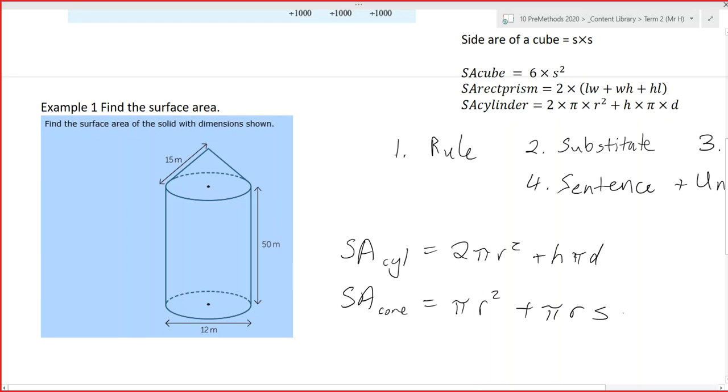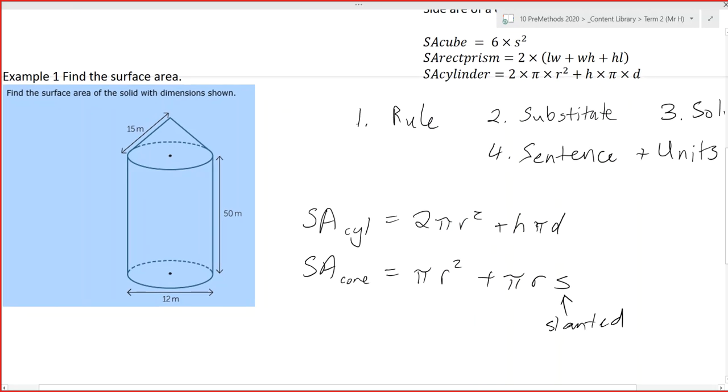So s is for slanted height. So please copy that down. Slanted height. So you can see in this diagram, it gives us the slanted height. Okay, it's not the height from the top to the middle, it's from the top to the outside edge. That's what the slanted height is.